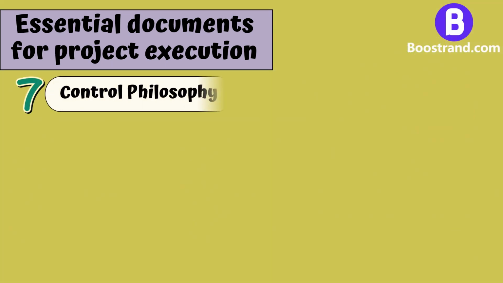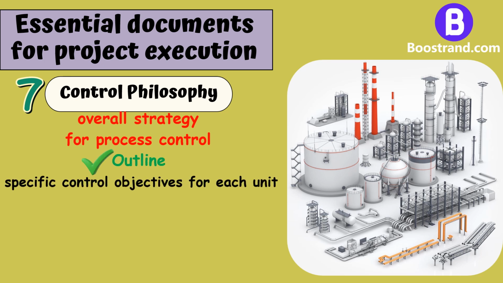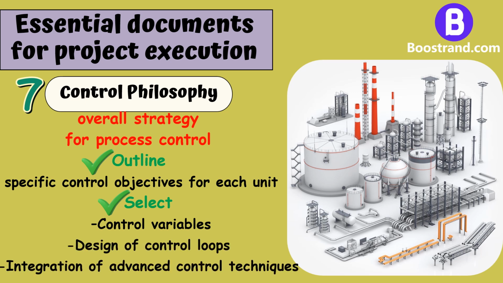Seventh, Control Philosophy, which defines the overall strategy for process control of different equipment in the plant. It outlines the specific control objectives for each process unit and selection of control variables, the design of control loops, and the integration of advanced control techniques.